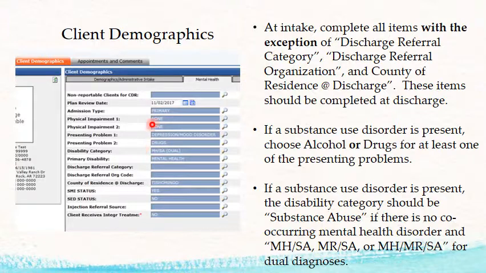For each of these items, we'll want to complete everything at intake with the exception of these that say discharge. So the discharge referral category, discharge referral organization code, and counting of residents at discharge are only completed after the client is discharged from services.